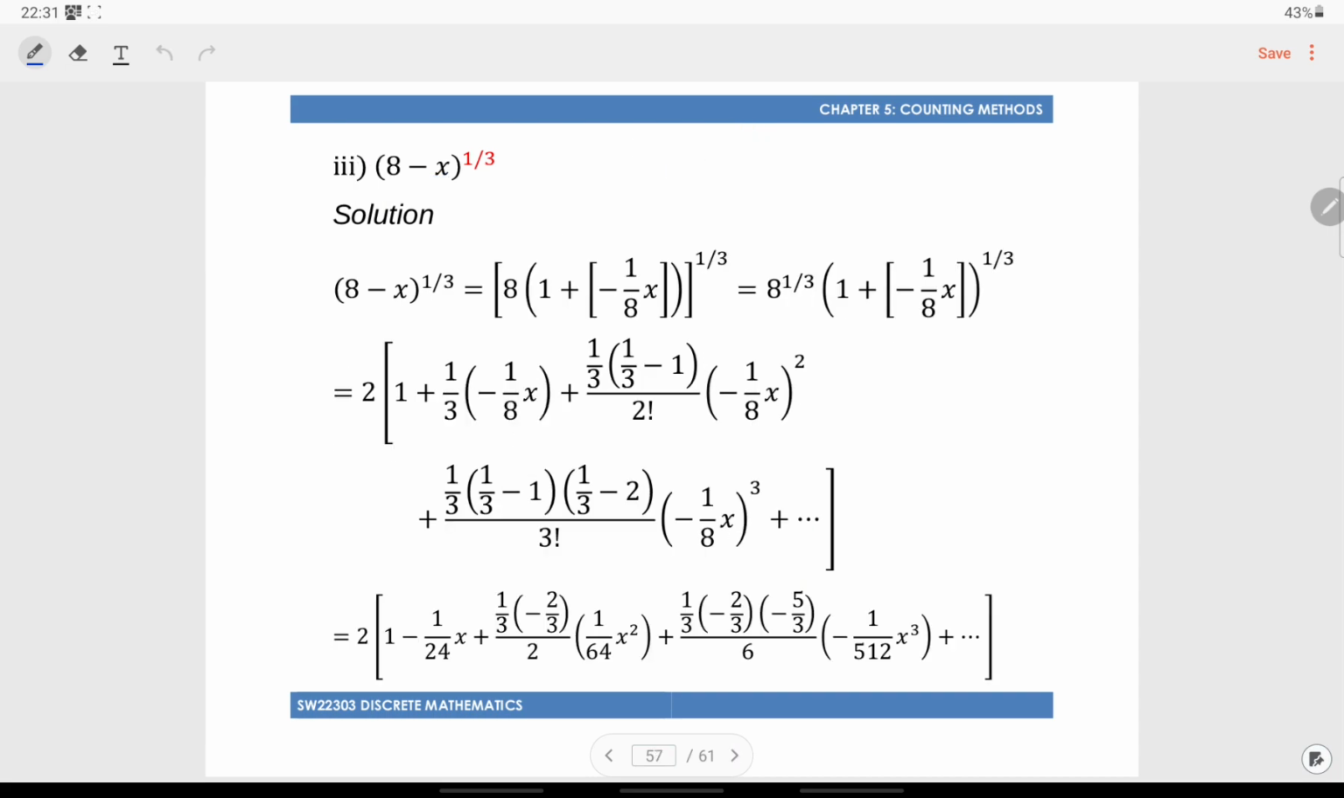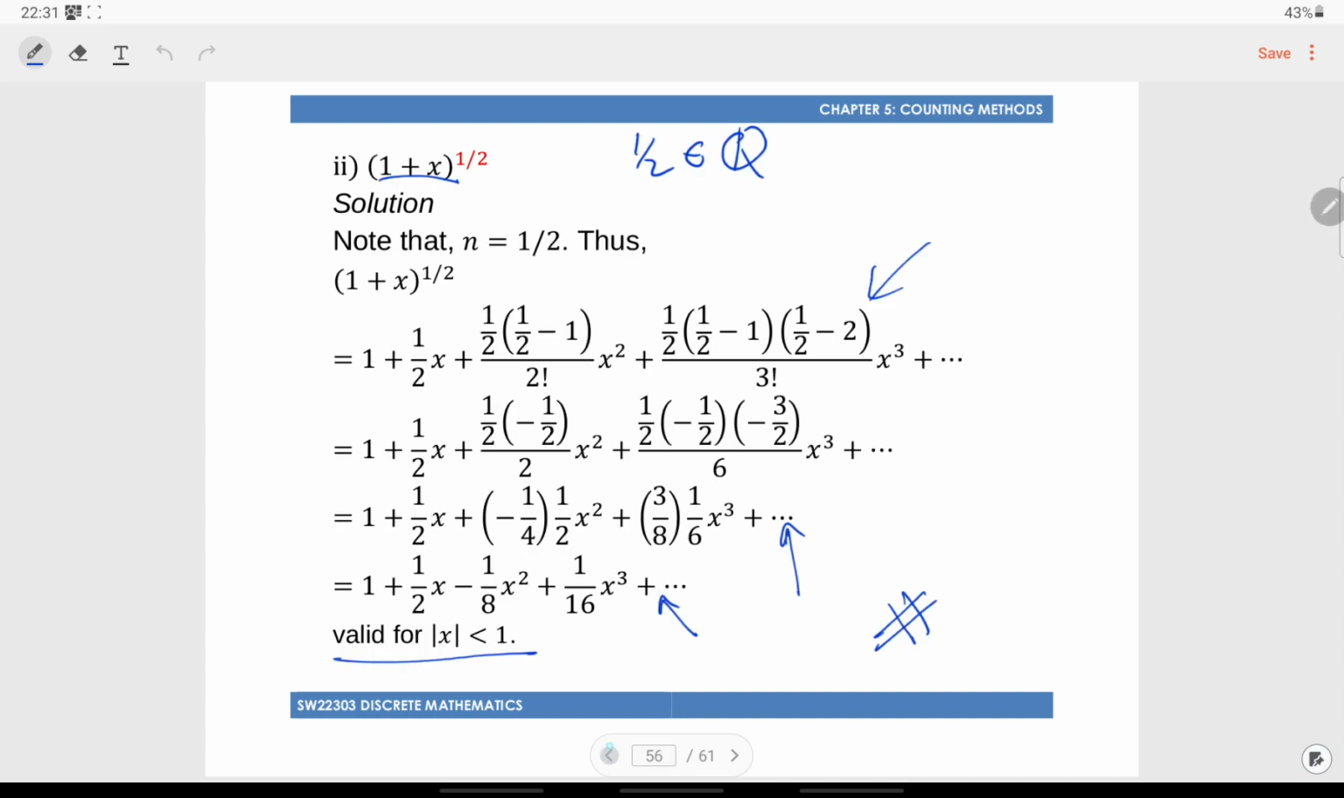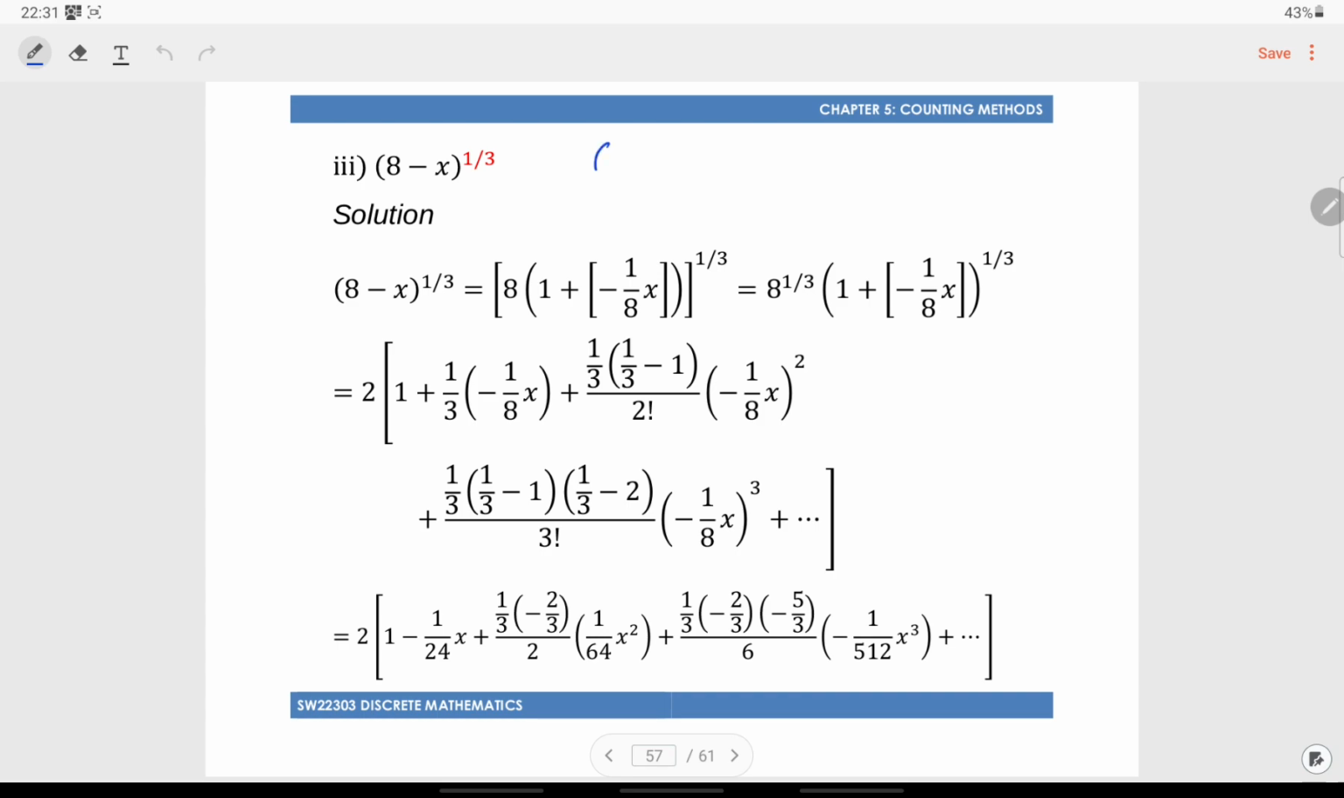Next is (8 minus x) to the power of 1 over 3. Now it's different from the original form. The original form of the formula is (1 plus x) to the power of n, but this time we have (8 minus x) to the power of 1 over 3. So how do we answer this question? First of all, we have to convert this into the standard form, 1 plus x.